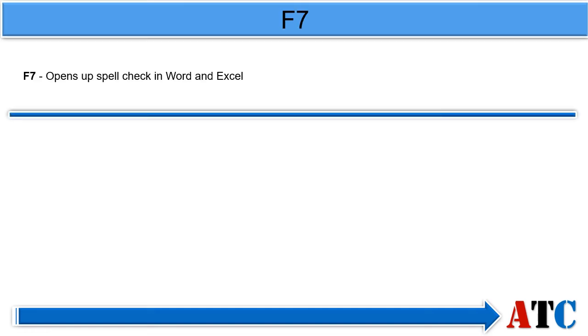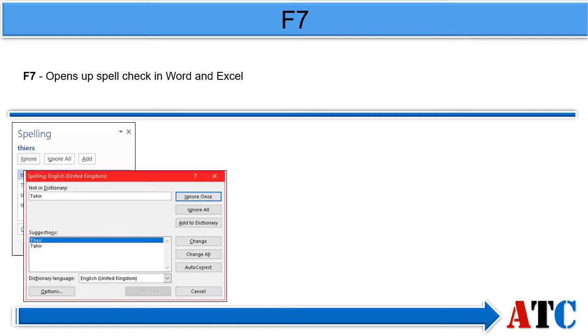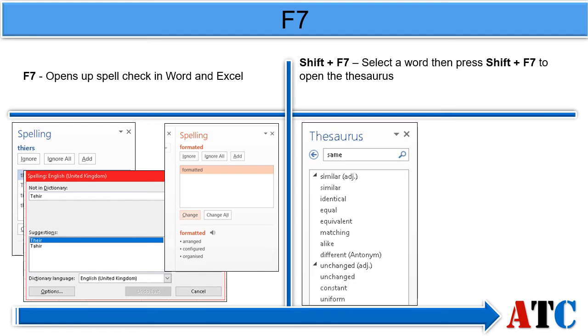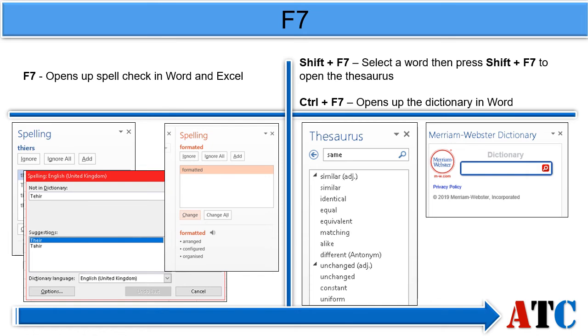Pressing F7 will open up the spell check in Word, Excel, and PowerPoint. In Word, if you press Shift plus F7, this will open the thesaurus. If you press Ctrl plus F7, this will open the dictionary.